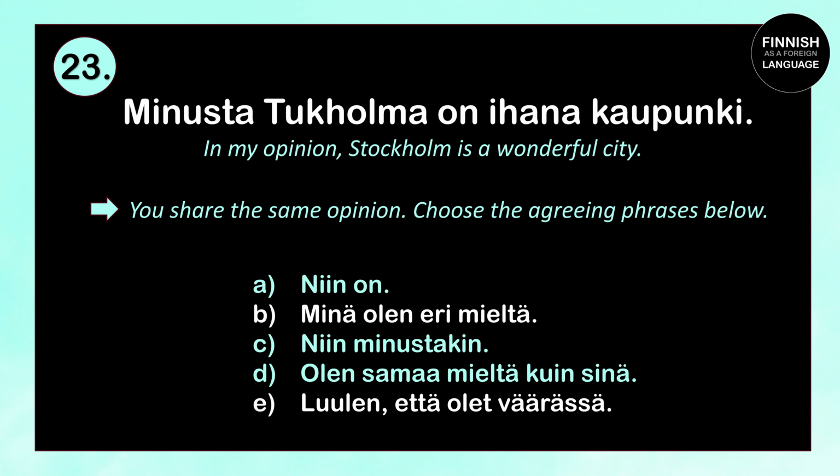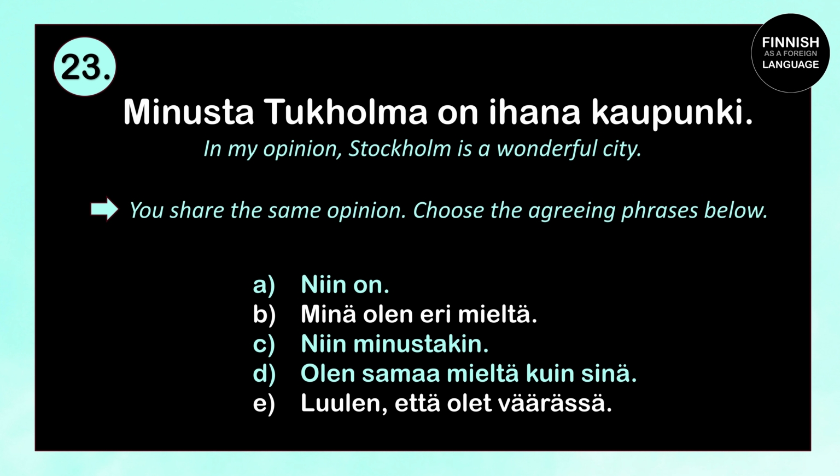Niin on means something like, yes it is, that's true. Niin minustakin means, yes, I think so too. And olen samaa mieltä kuin sinä means, I do have the same opinion like you, but in English you would rather say, I agree with you. B and E are phrases we can use if we don't agree. So, B, minä olen eri mieltä means I disagree, and luulen, että olet väärässä means I think you're wrong.